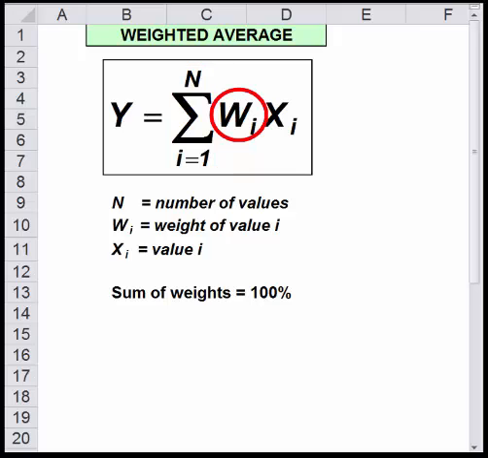w_i is the weight of value i. Now, weight can also be a probability. In either case, the sum of the weights has got to be 100% or 1. x_i is the value of i.